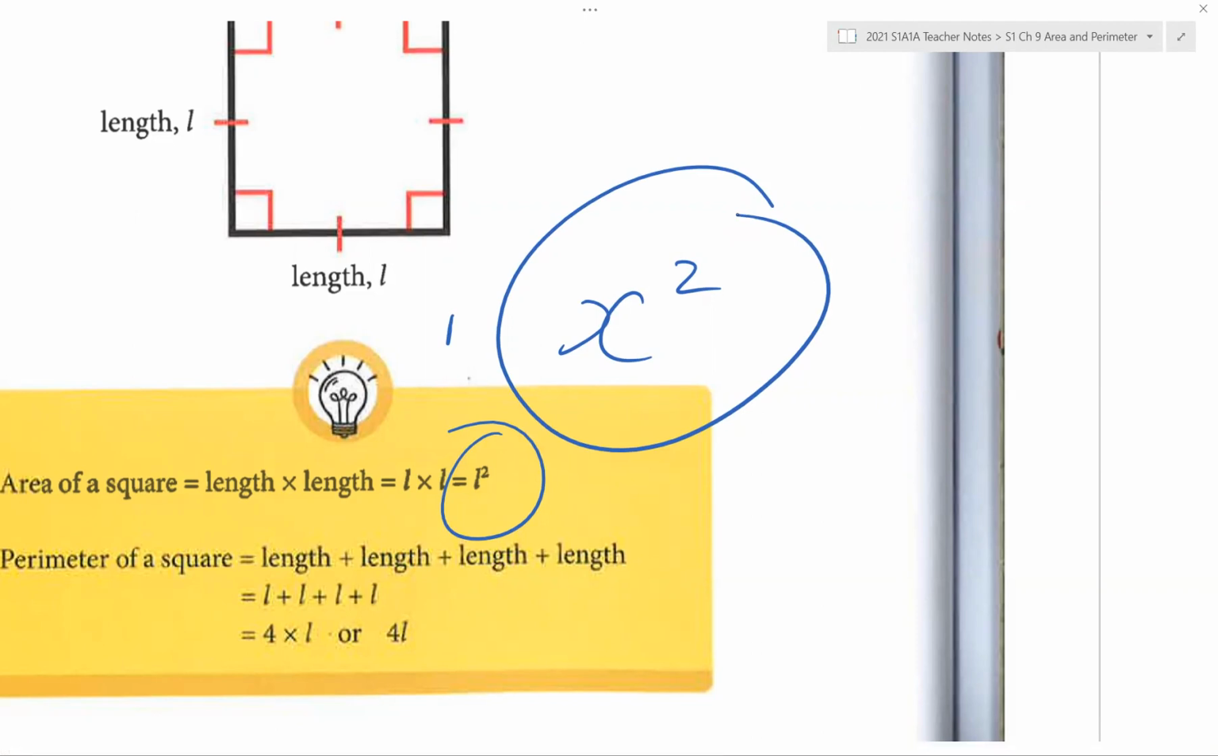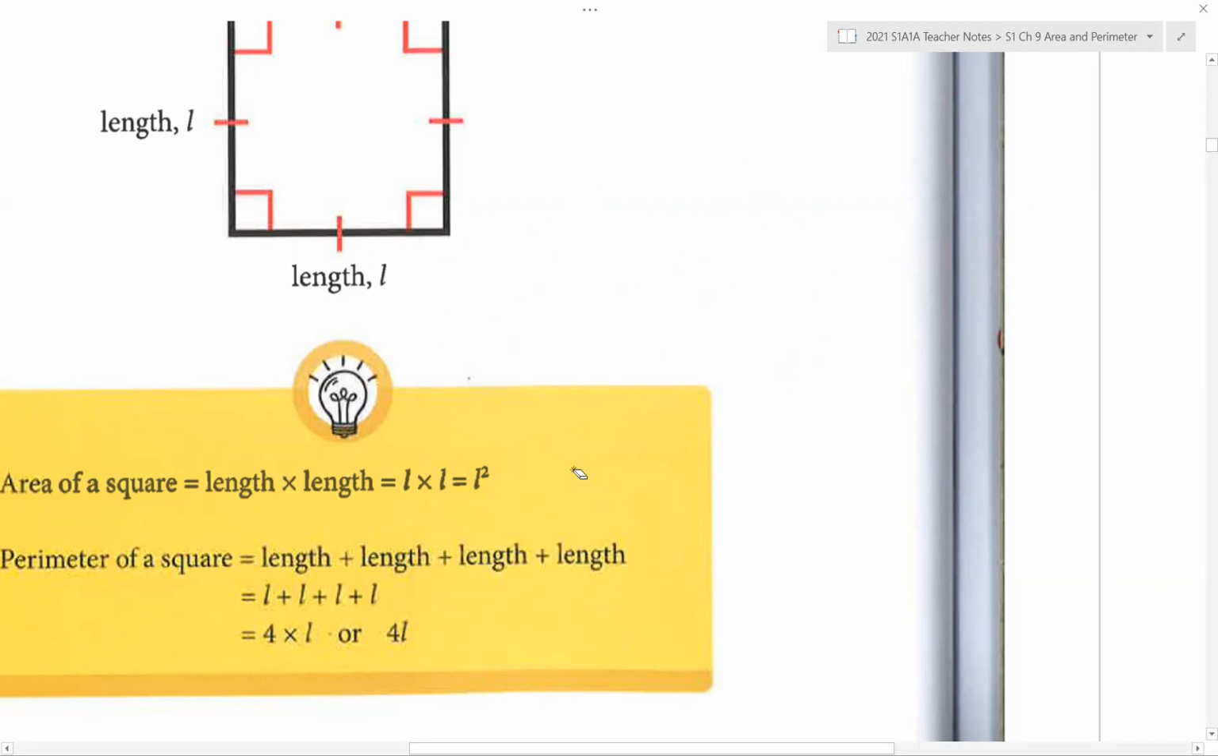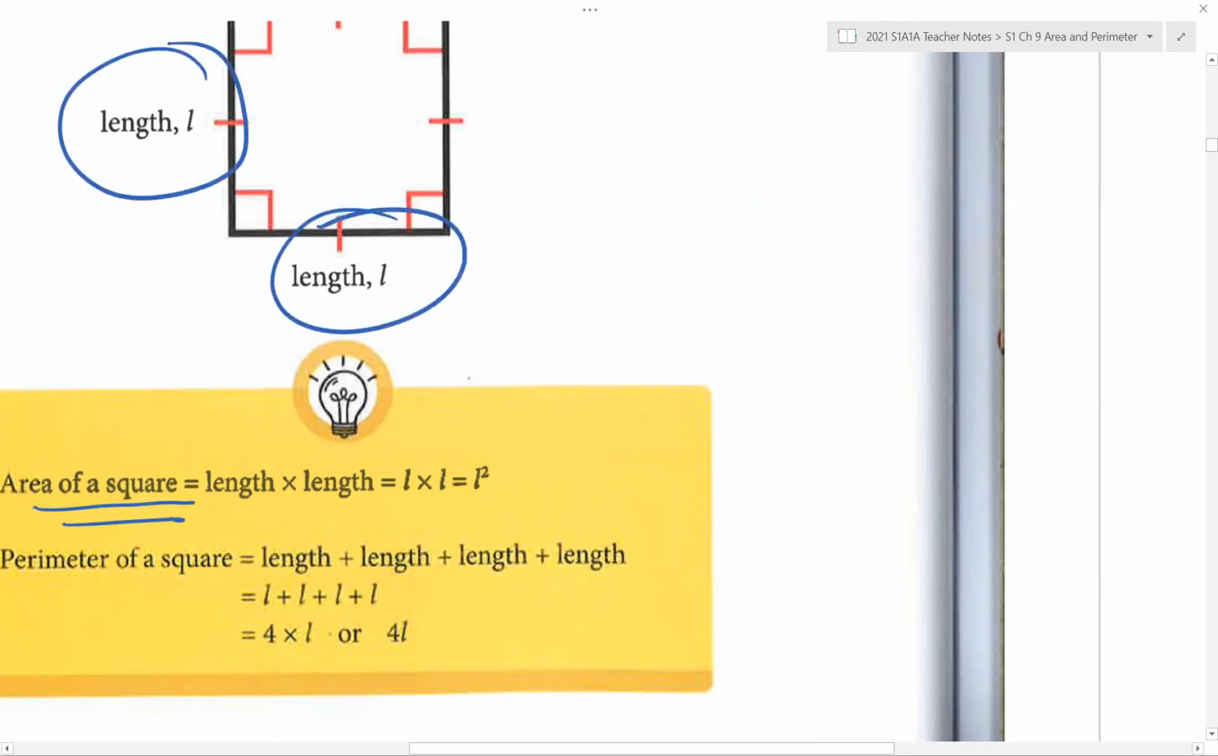Nobody asked me. Now, we look at the formula for the area of a square. When I want the area of a square, I need the side multiplied by the side. The side is called L. For a square, all the sides are the same. So I end up with L times L, which is L to the power of 2. But instead of saying L to the power of 2, shortcut, call it L squared. Does it make more sense now?